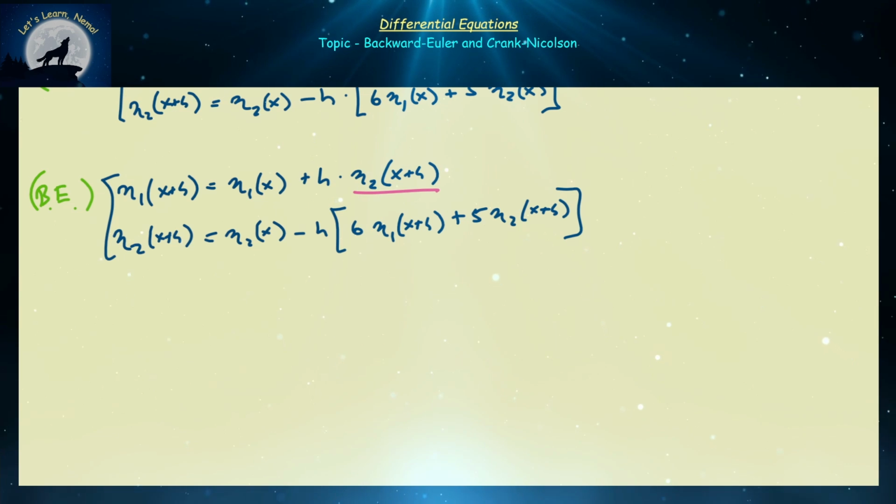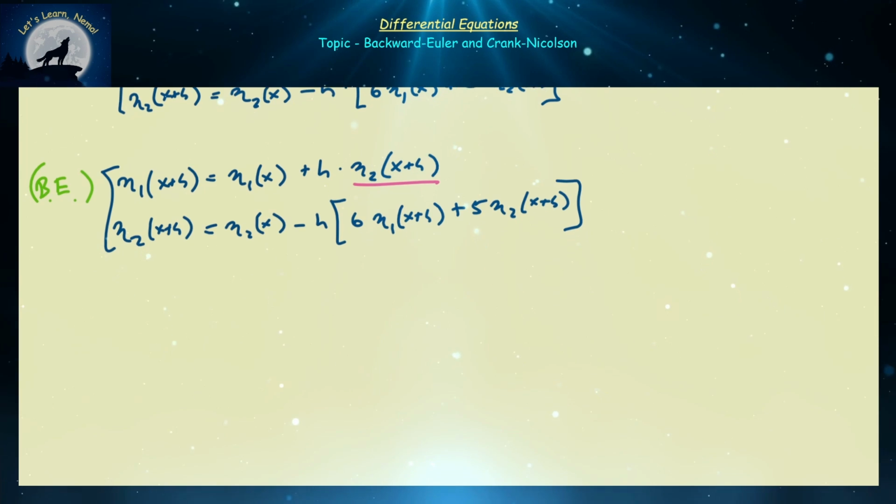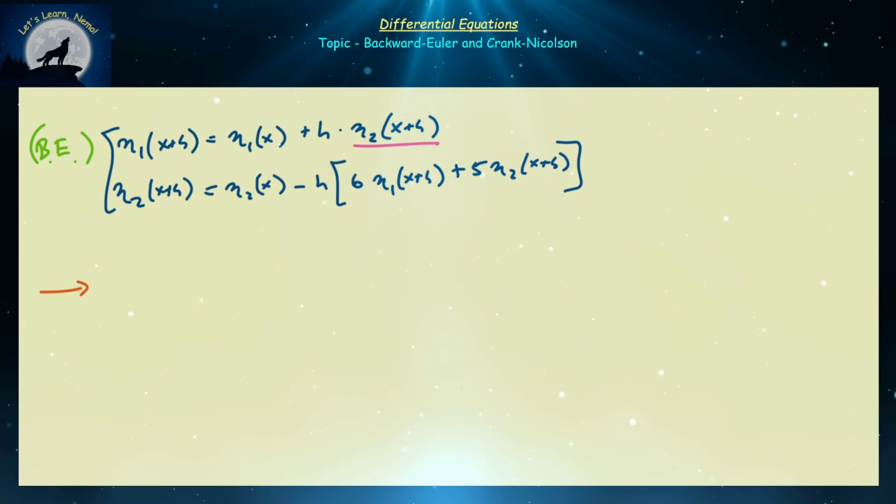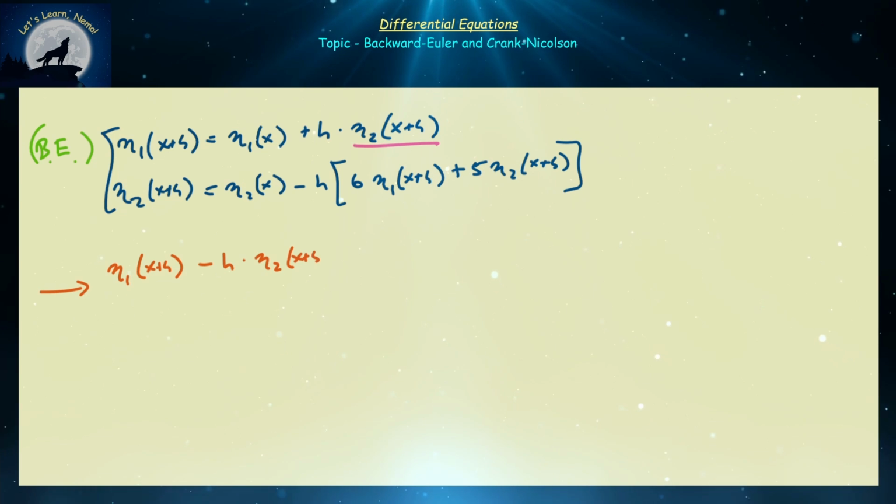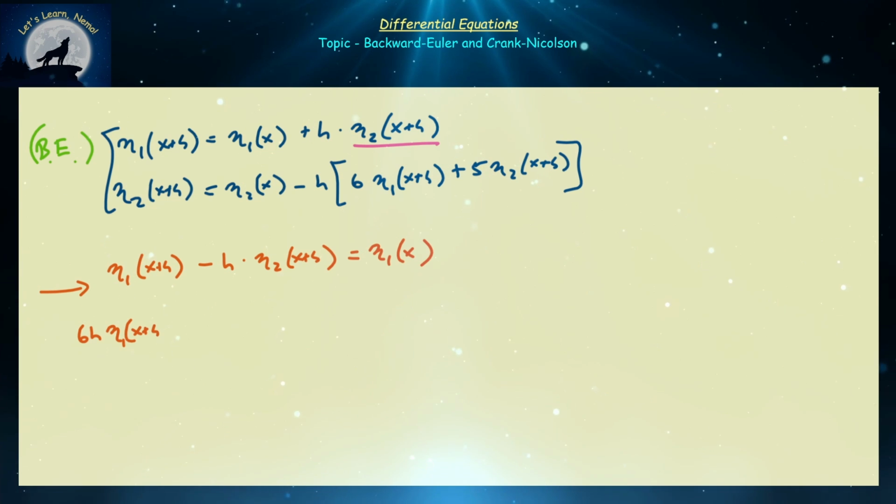So let's actually rearrange this and see if we can build maybe a system out of it. If we do that, we're going to have eta 1 of x plus h minus h times eta 2 of x plus h. And eta 1 of x we know, so I'm just going to leave that on the right-hand side. And on the left-hand side, we're going to have what? So we have minus 6h on the right, so that's going to be positive 6h. On the left-hand side, that's going to be eta 1 of x plus h.